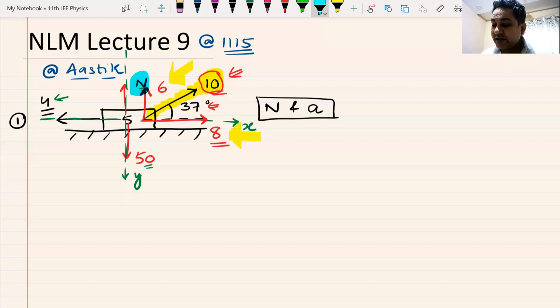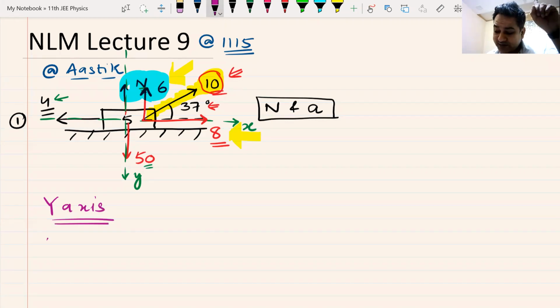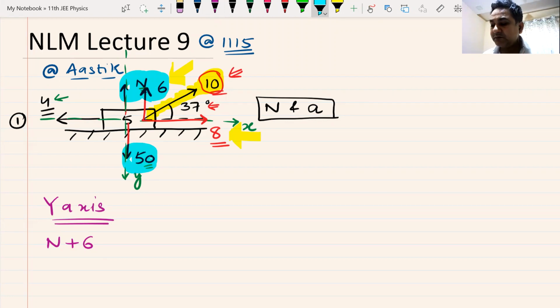One is the normal reaction N going upwards. The other one is 6 upwards. There is no motion along y-axis, so along y-axis this particle is in equilibrium. Upward force is N plus 6. Downward force, as you can all see, along y-axis is 50. N plus 6 has to be 50. No motion along y-axis, the particle is in equilibrium along y-axis, and N becomes 44 newtons.